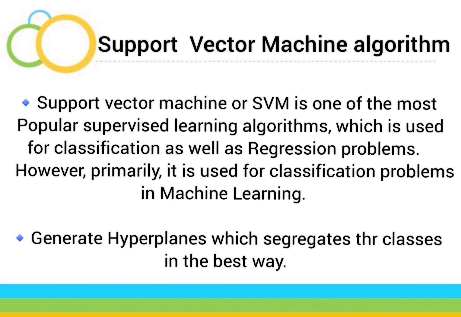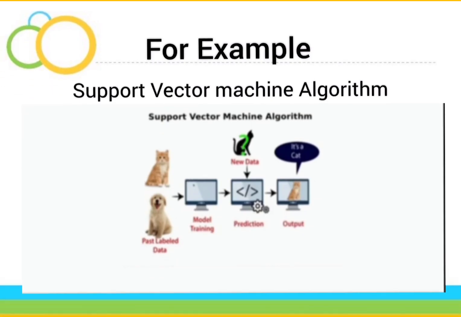The goal of the SVM algorithm is to create the best line or decision boundary that can segregate n-dimensional space into classes, so that we can easily put the new data point in the correct category. This best decision boundary is called a hyperplane.